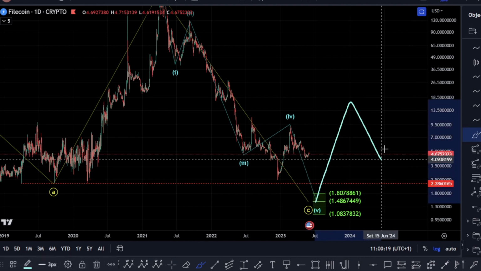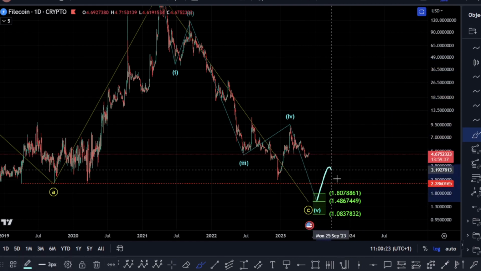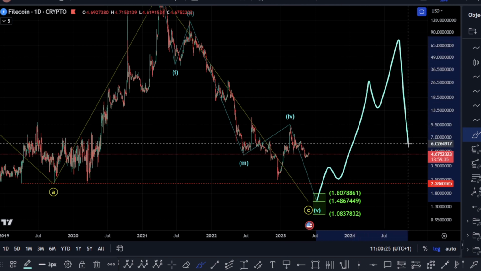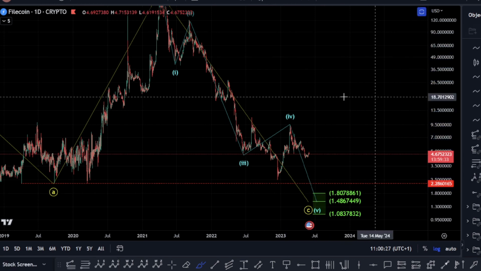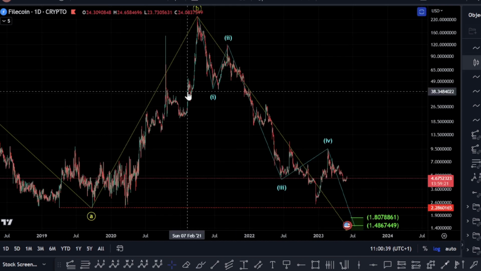We'd have to be mindful that if we get a 3-wave move to the upside, it could mean continuation down. Now if we get a 5-wave move to the upside, this could start to form structure which forms a bigger move up.